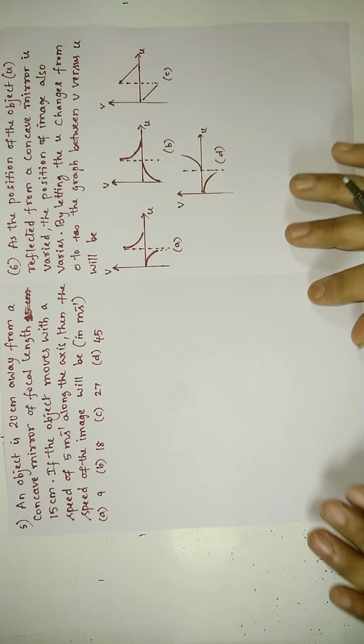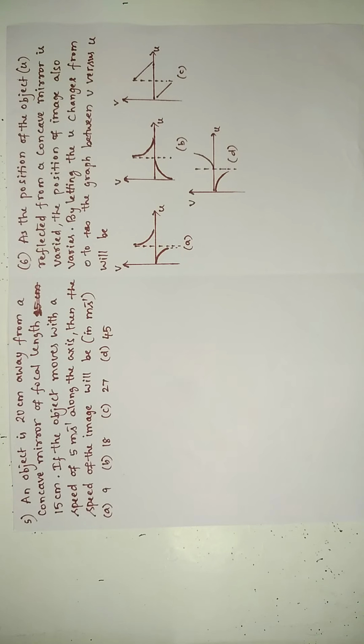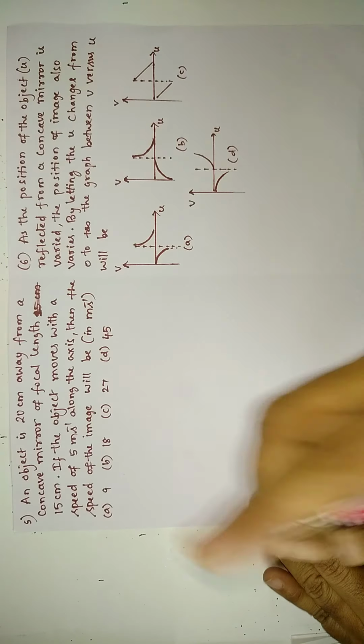Next, the fifth question goes like this. An object is 20 centimeter away from a concave mirror of focal length 15 centimeter. If the object moves with a speed of 5 meter per second along the axis, that is along the principal axis, then you need to find out the speed with which the image moves.